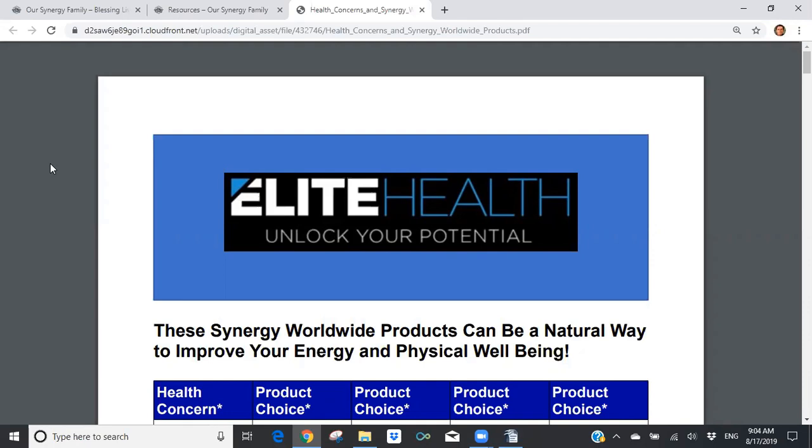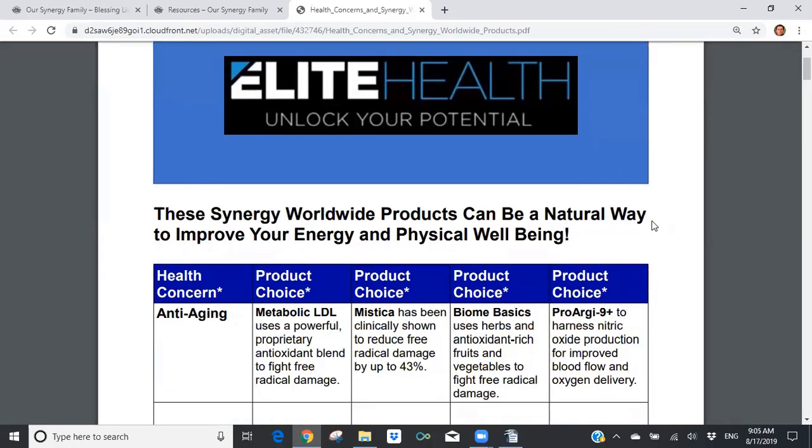So when you look at health concern and you look at the first column for product choice, that first column will always be the key product in Synergy worldwide that best matches up to that health concern. So let's scroll down here and you can see that anti-aging.